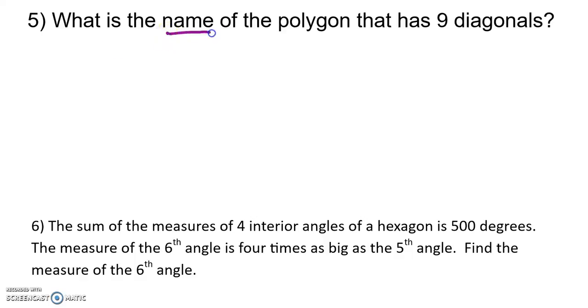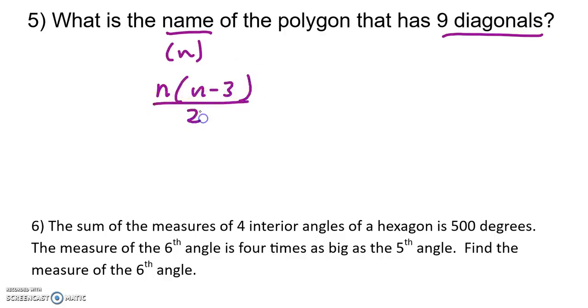What is the name, and remember name is determined by the number of sides, of a polygon that has 9 diagonals? This time we know the total diagonals, so we have to work backwards. And I know we did an example before that had 9, but if we had to show the work algebraically. The total number of diagonals we discovered earlier was n times n minus 3 over 2. But now that equals 9.